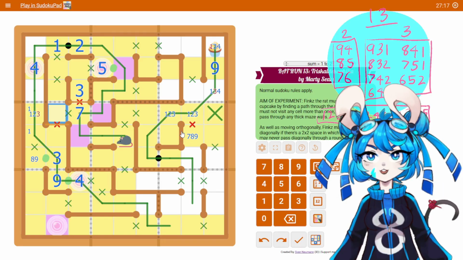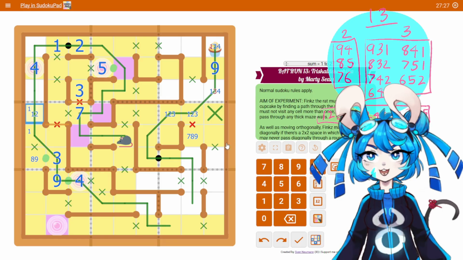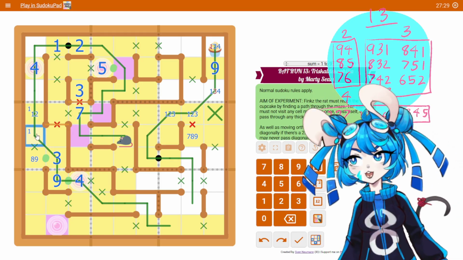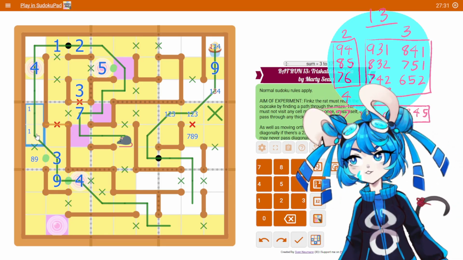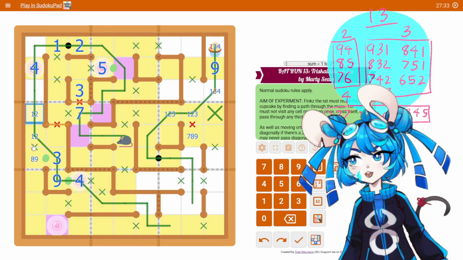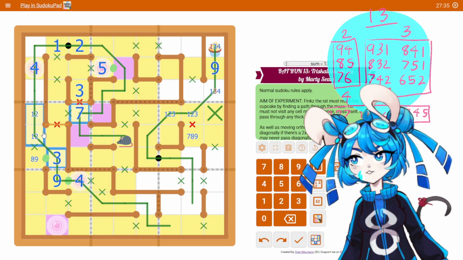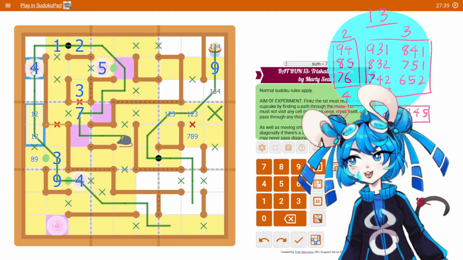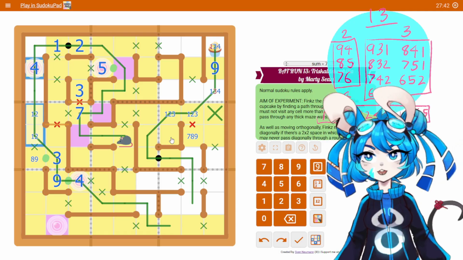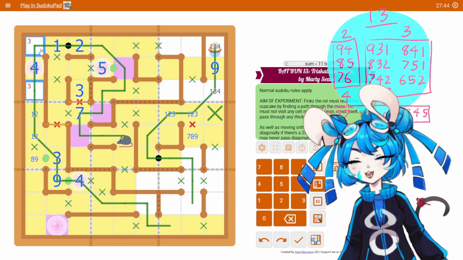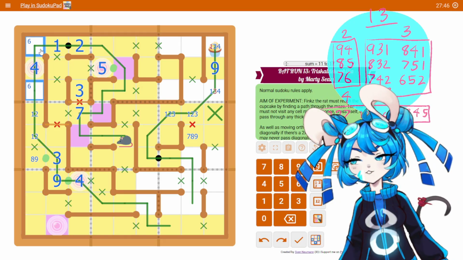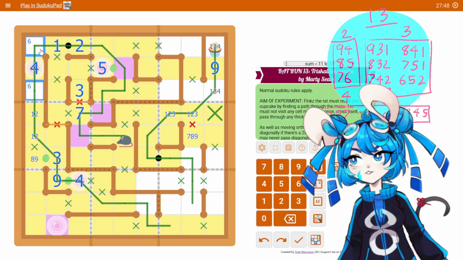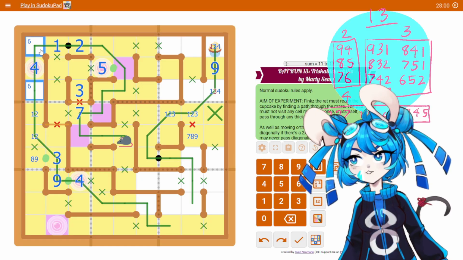This part has to contain a 3. Oh, right, and in this box too. So these do have to be, whoops, 1 and 2 for this box. 1, 2, 3, and 7. So we have 1, 2, 4, and 6. So yes, this does contain a 6 and a nullifier. Huh.